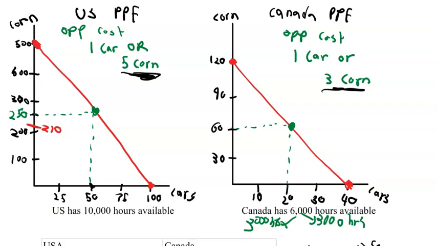Now I used to have 50 cars, but now I got 10 extra cars from Canada. So right now I have 60 cars. Now, where is this point going to be?